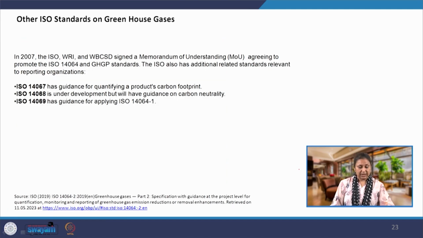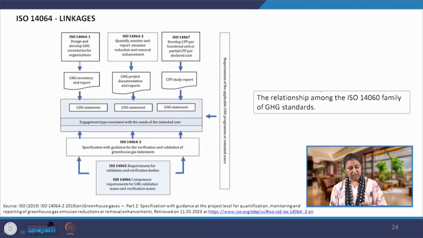There are other ISO standards on greenhouse gases too. We have 14067, which is for quantifying a product's carbon footprint. We have 14068, which is under development, but that will have guidance on carbon neutrality. A lot of countries, cities, states are aiming at carbon neutrality, becoming carbon neutral or net zero emission in certain decades to come. So, this will guide on how to go about this. 14069 has guidance for applying 14064. So, how to apply 14064? This is a standard which helps us on that.